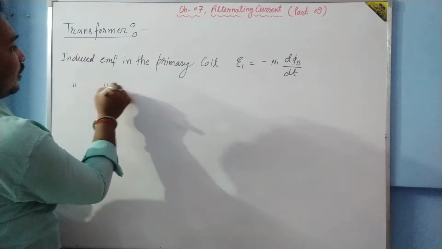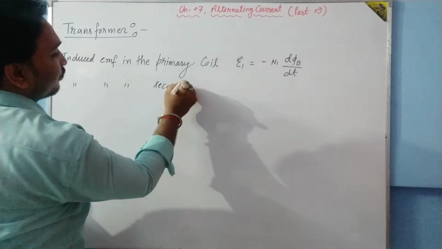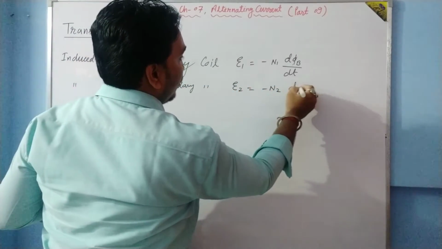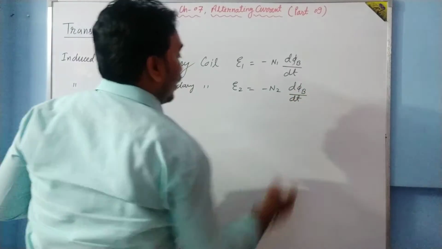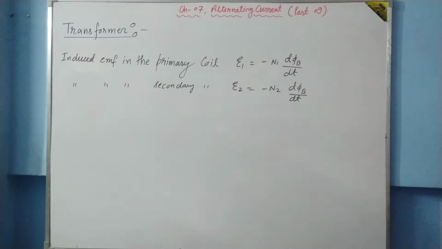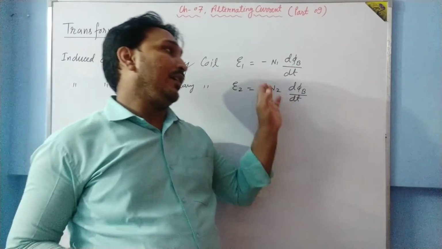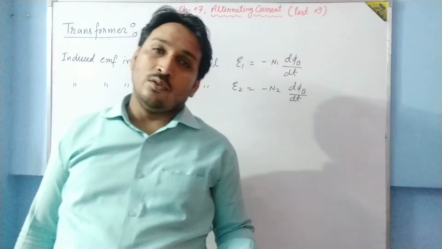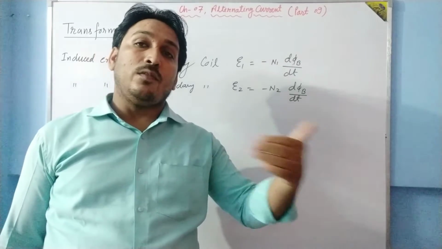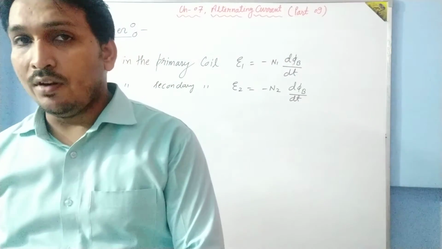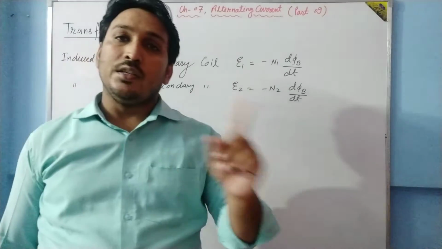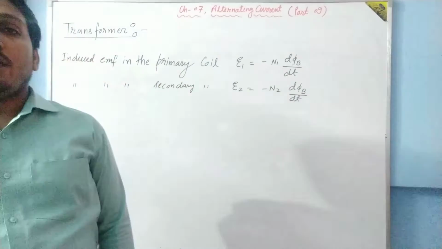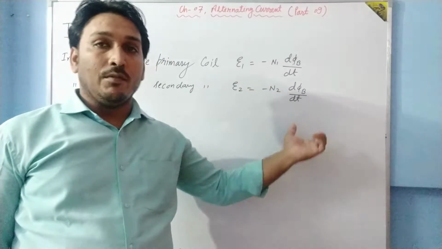Same goes with the secondary. In the secondary coil, E2 is equal to minus N2 dφ by dt. If you see, I have taken the rate of change of magnetic flux for both of the coils the same, dφ by dt. Why is it so? Because we assume that there is no flux loss, no linkage loss. All the flux of the primary links with the secondary, and all the flux of the secondary links with the primary. We assume that, although it is not correct, and that's why when we write the limitations of a transformer, we mention this also.